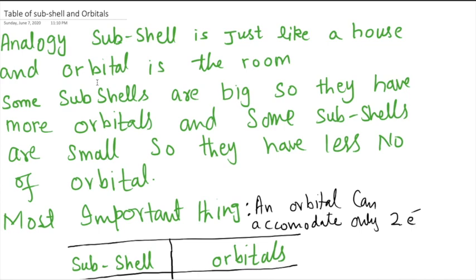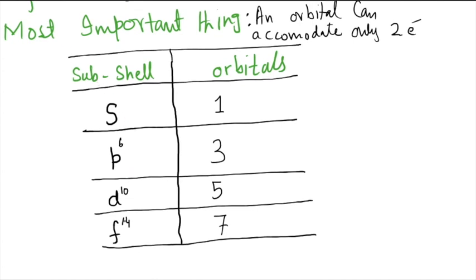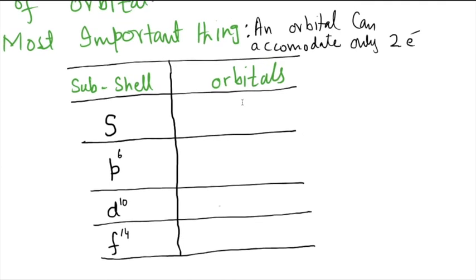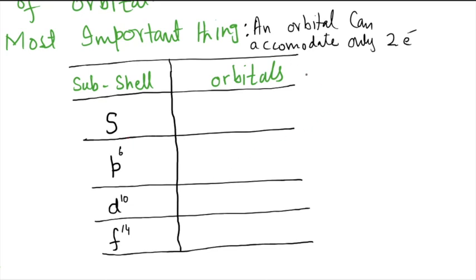What is an orbital? Orbital is the final location of the electron. Electrons live in the orbital. Where is the 95% probability of finding the electron? The place where the 95% probability of finding the electron is the orbital. Here we have the different subshells S, P, D and F, and here are the orbitals. The most important thing is how many electrons are present in a single orbital. An orbital can accommodate only 2 electrons. Only 2 electrons can live in a single orbital.